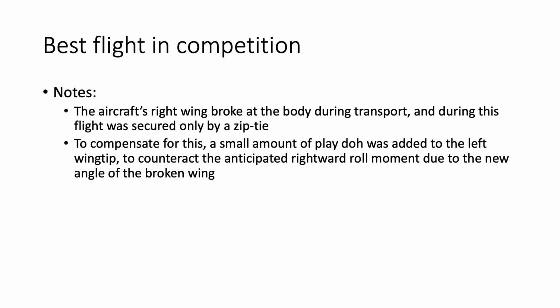Notes: the aircraft's right wing broke from the body during transport, and during this flight was secured only by a zip tie. To compensate for this, a small amount of Play-Doh was added to the left wingtip to counteract the anticipated rightward roll moment due to the new angle of the broken wing.